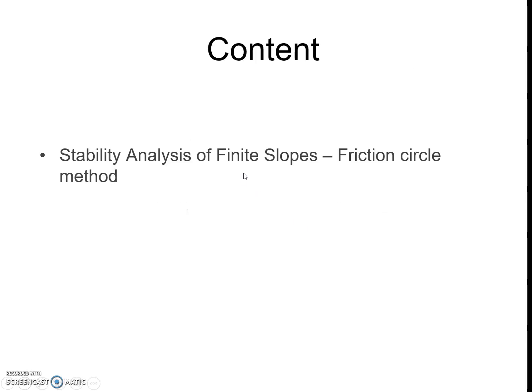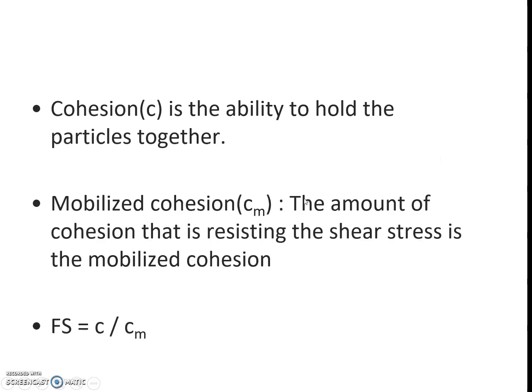In this presentation, we will find out how to analyze the stability of the slopes by using the friction circle method. Before that, we will find out the difference between cohesion and mobilized cohesion, because in the friction circle method, the factor of safety is found using the formula C divided by Cm, where C is the cohesion and Cm is the mobilized cohesion.